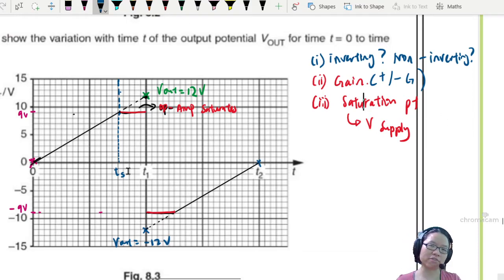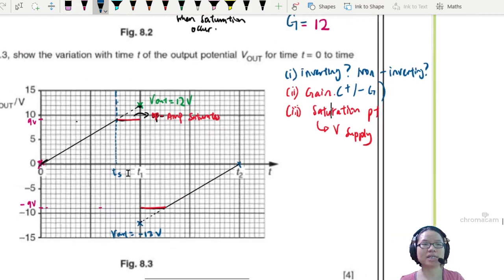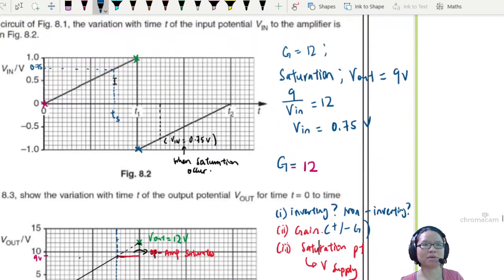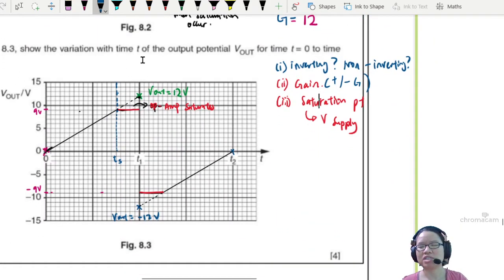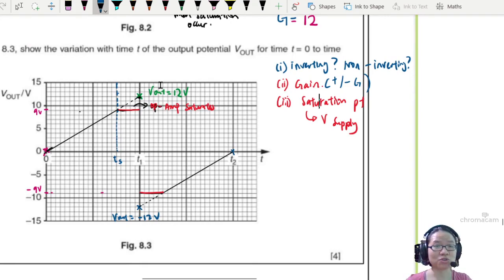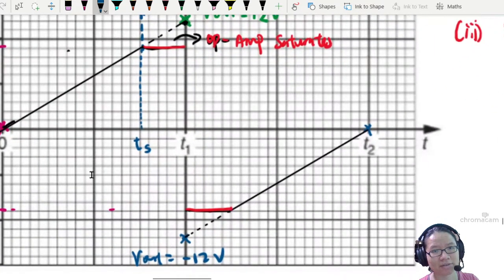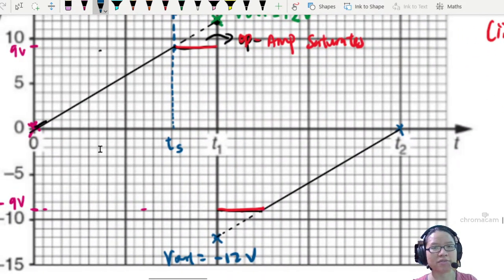You multiply the graph, it will be bigger. Okay, this one doesn't look bigger because they mess up a bit. They use a different scale. But on the same scale, you will see the difference is quite large. Because if I try to draw V in on this one, V in is just 0 to 1 volt. 1 volt is kind of small. Okay, let me try to draw V in first.